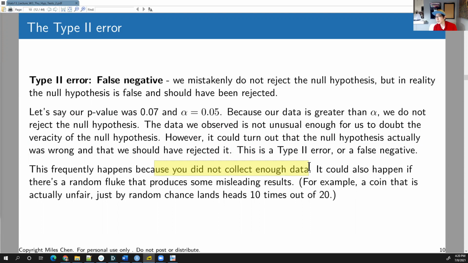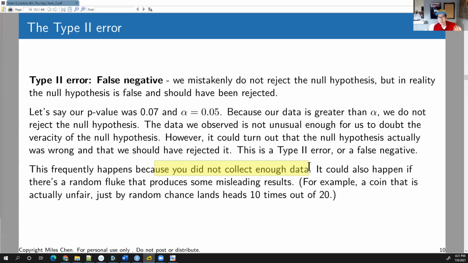In reality, population 1 has a larger mean than population 2, but just by some random fluke, when you took your sample from population 1, you happened to get a sample where the values were small. And when you take a sample from population 2, you happen to get a sample where the values were big.